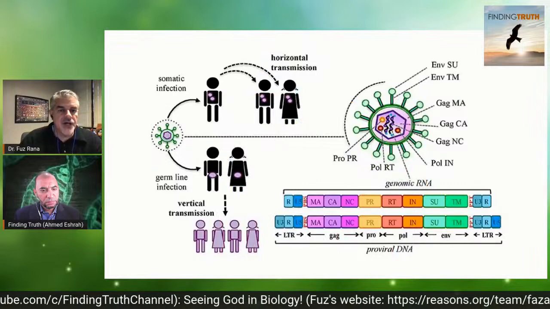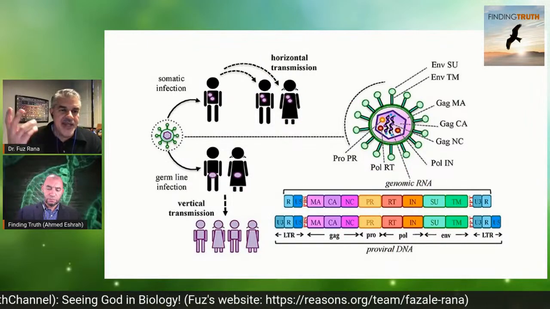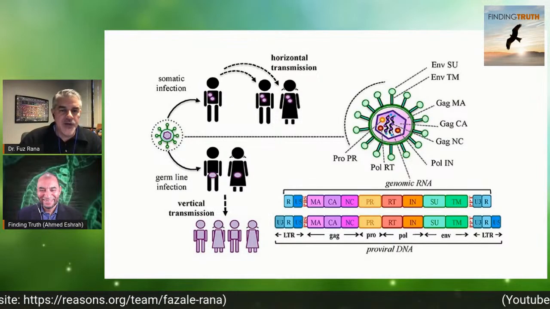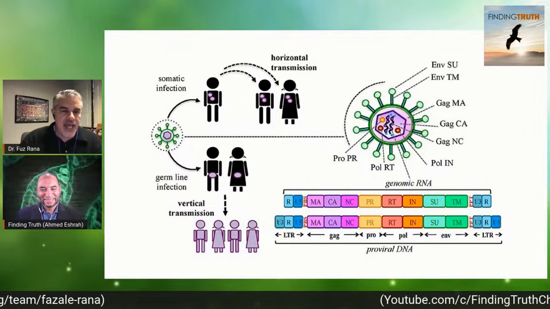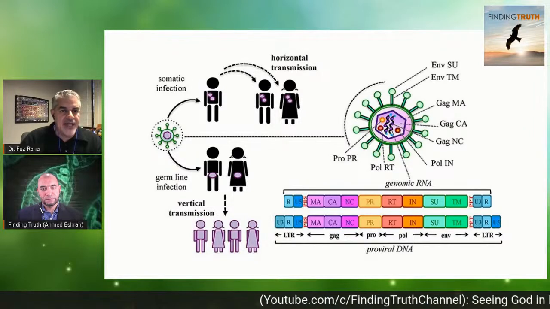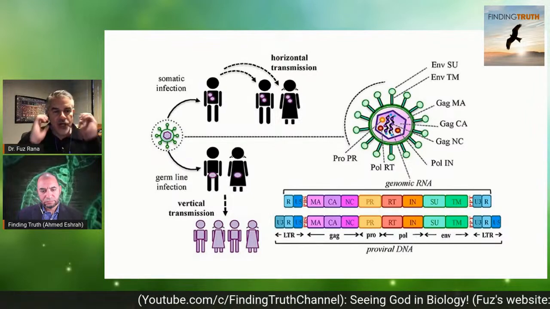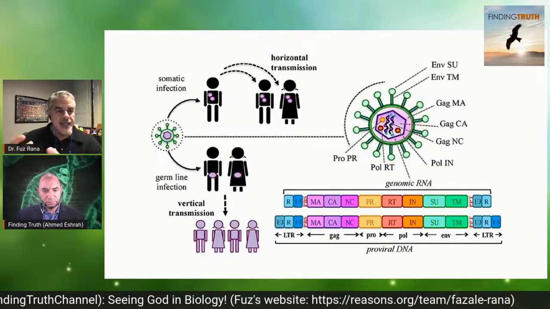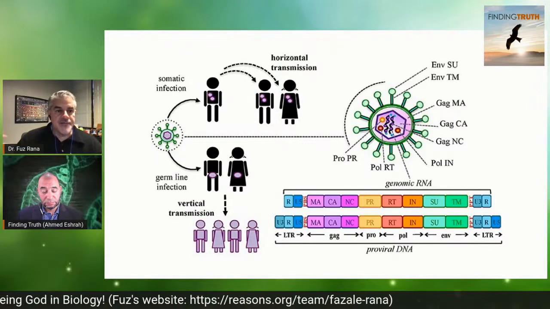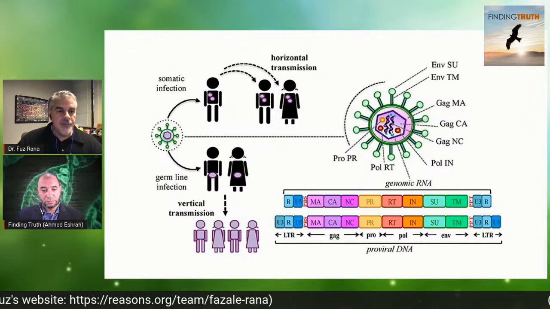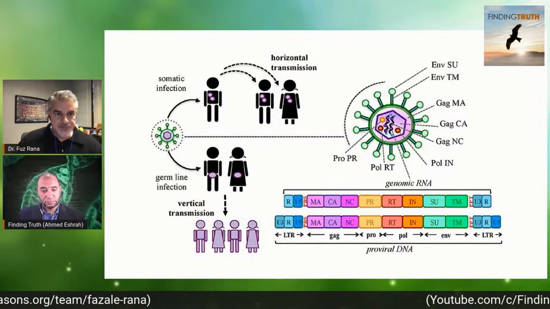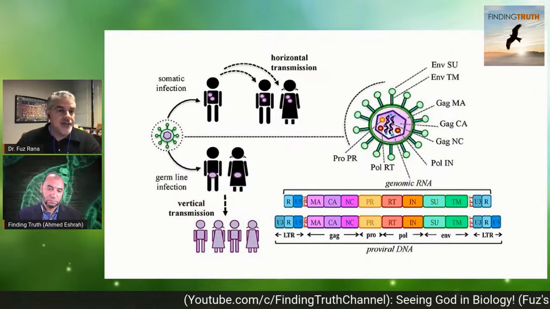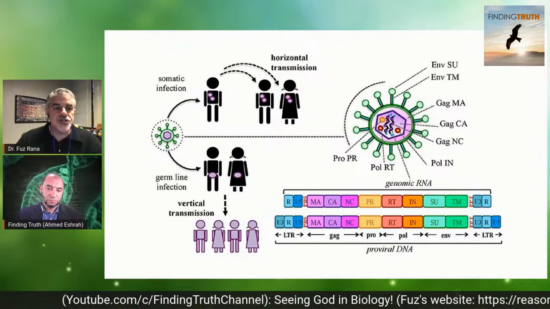Right, exactly. And so here's a diagram that anticipates your very good point. We don't need to worry for this moment about the right-hand side of the diagram; we're just going to look at the stick figures. If the infection is in the somatic cells, then as you said, the infection begins and ends with that individual patient. Now that patient can transmit the virus horizontally. It's called horizontal transmission.